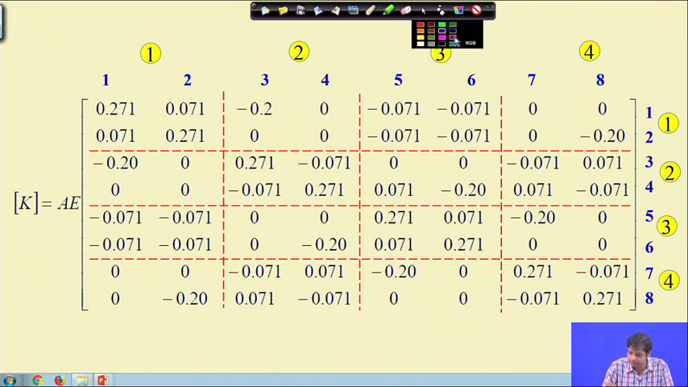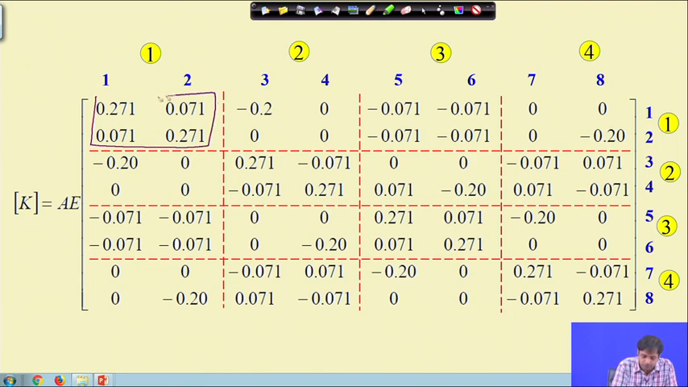We discussed only the first block here, how to get this block. The rest of the things you get if you apply the same thing. Now this block is the contribution at node number 1 from node number 1. This is the contribution at node number 1 from node number 2, from node number 3, and from node number 4. Similarly, this block is the contribution at node number 2 from node number 1, from node number 2, from node number 3, from node number 4, and so on.